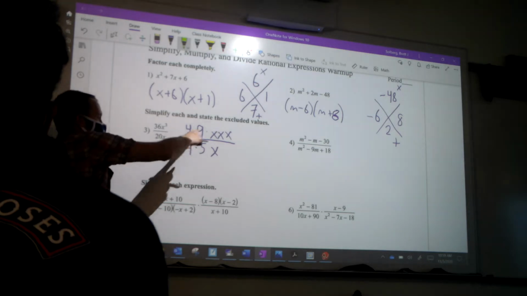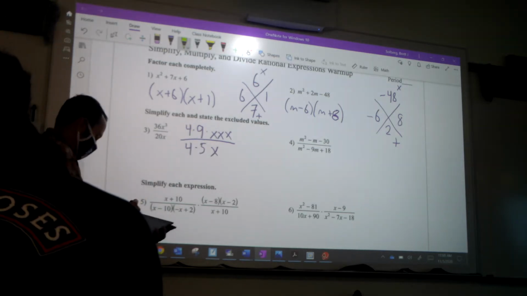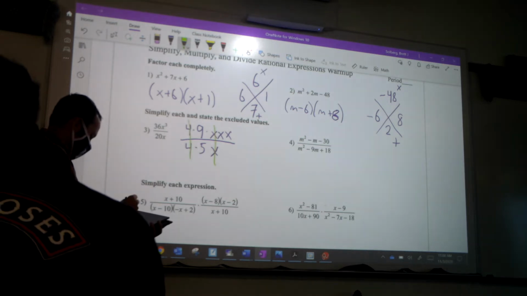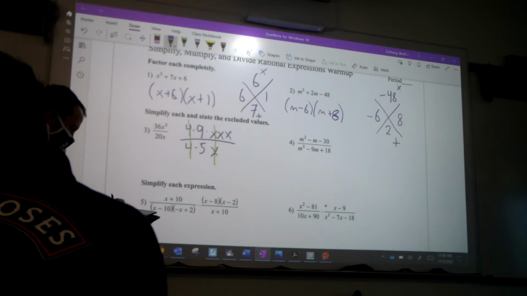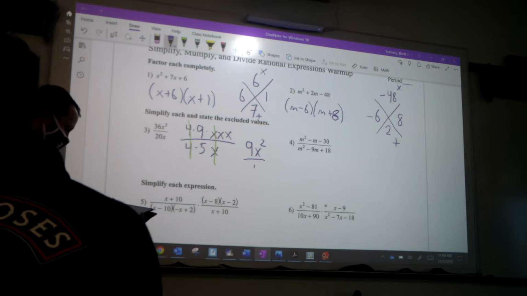Now, if it's the same top and bottom, we can cross it off because it will simplify to 1. 4 divided by 4 is 1. X divided by x is 1. So what's left over, I have a 9 and 2 x's. And then we also have, in the bottom, a 5.